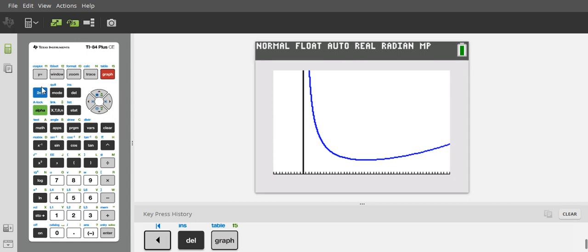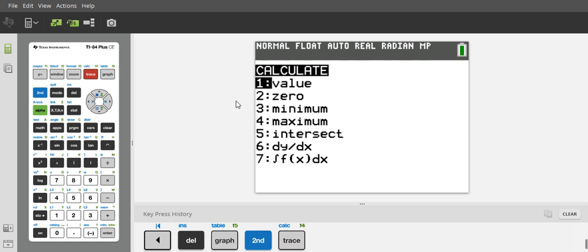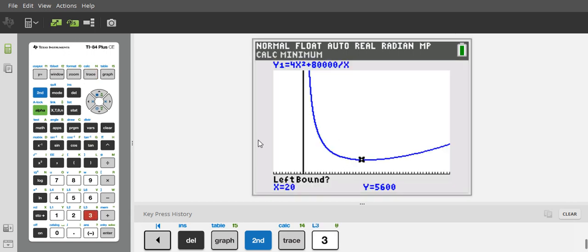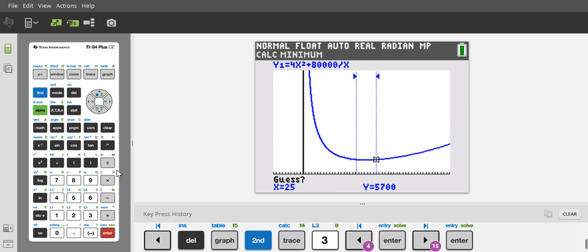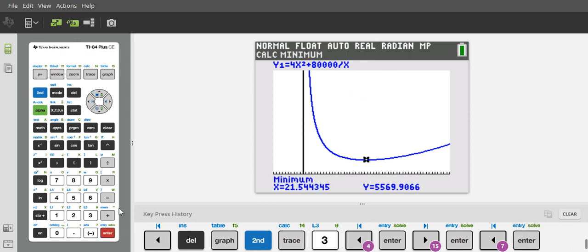So to find the minimum, we're going to go second trace, which will unlock the calc feature, and we're going to go to minimum. And then it wants a left bound. So we'll cursor over, and we'll say, okay, there's a left bound, and we'll cursor over towards the right to provide a right bound, and then we're going to give it a reasonable guess. Somewhere in there looks pretty good, and we'll hit enter.